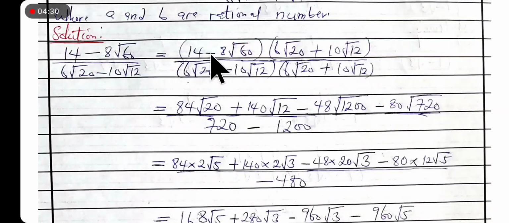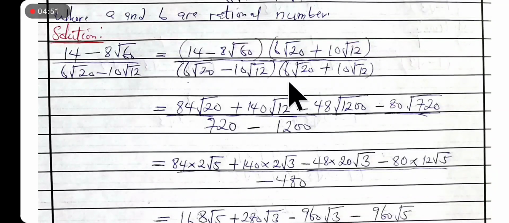Why? Because this minus times this plus is minus. So therefore, we are going to have 8 root 60 times 10 root 12. 8 times 10 is 80. Then 60 times 12, press your calculator and see, it's going to give you 720. Then in square root.